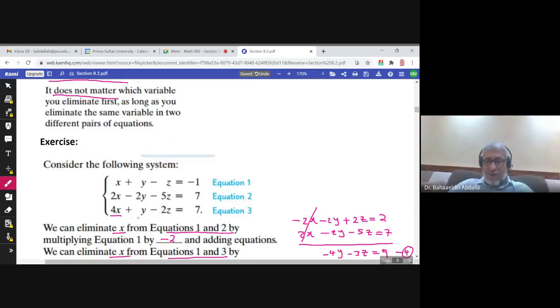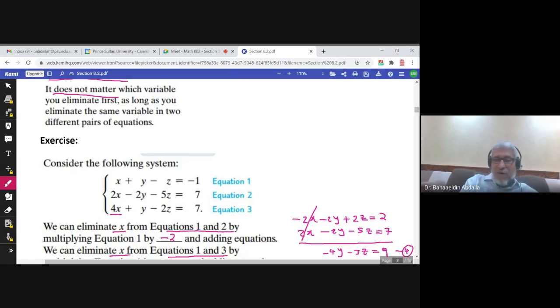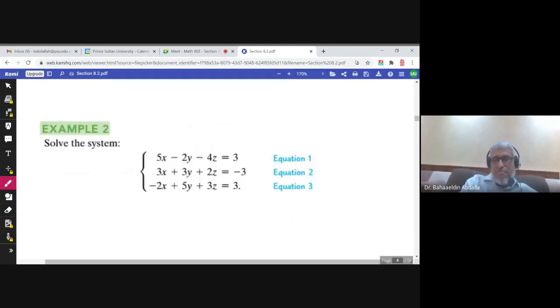I prefer y here. I could eliminate y easily here, because if you multiply the first equation by 2 and you add with the second equation, y would be eliminated. Also equation 2 and 3, if you multiply equation 3 by 2, also y would be eliminated. So you just look at the variables, and you choose one of them, the easiest one to eliminate, and you go ahead and solve the system.